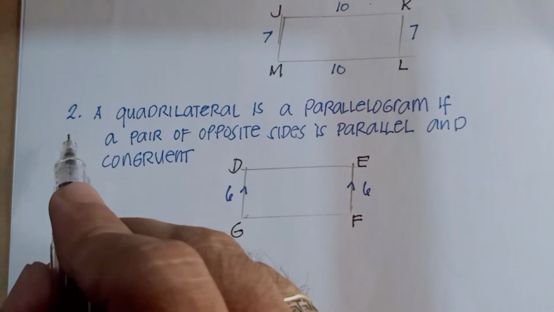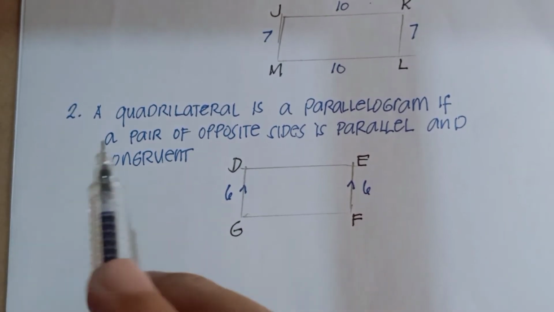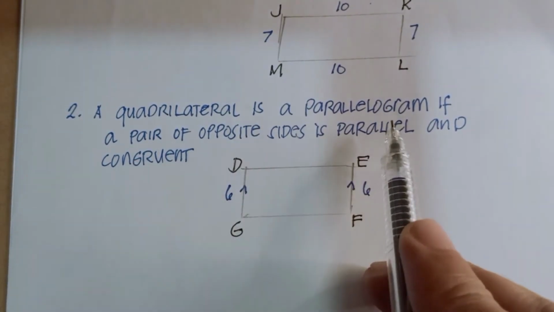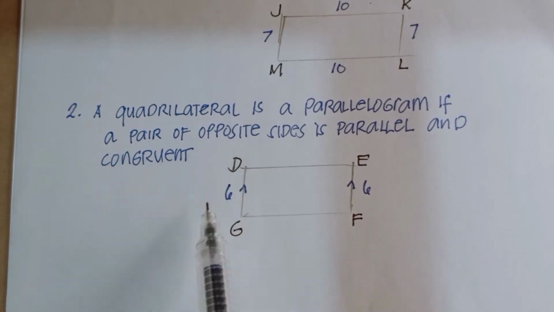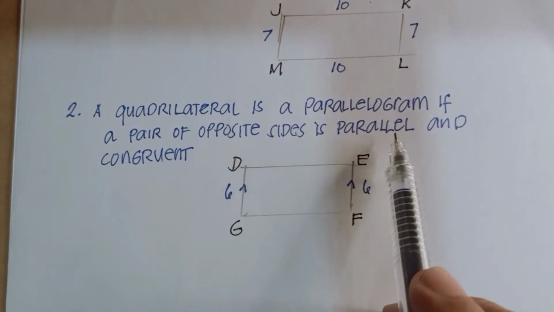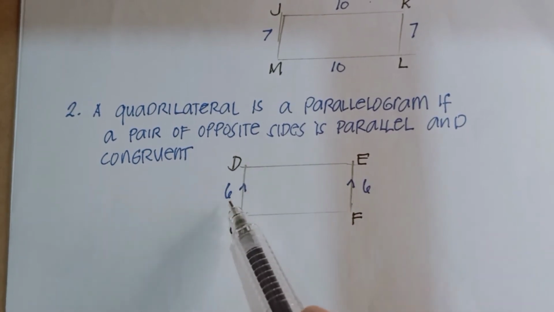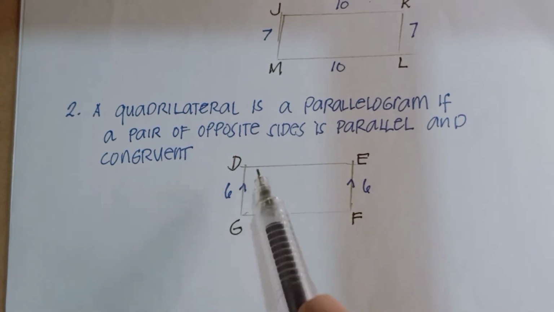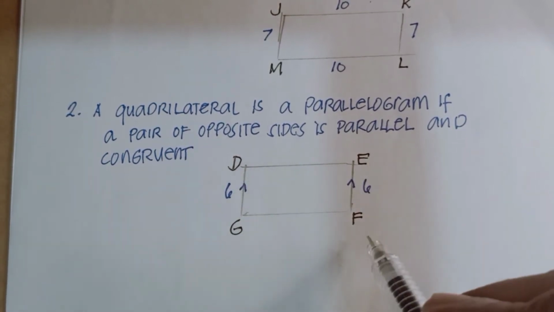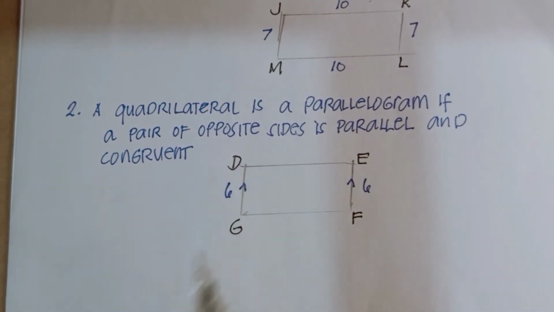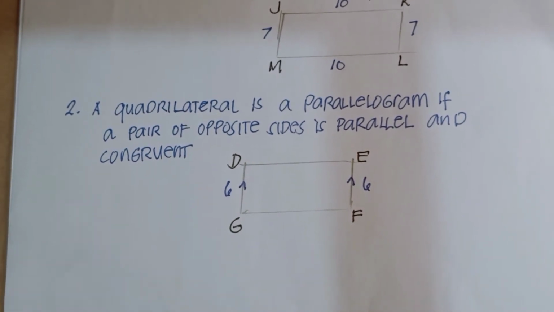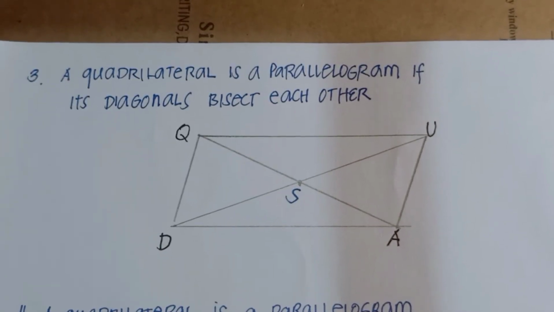So, base dito sa theorem na to, na number 2, ang quadrilateral daw ay isang parallelogram if a pair of opposite side is parallel and congruent. So, eto, DG is parallel to EF and they are congruent, they have the same measure. Therefore, quadrilateral DEFG is a parallelogram. Okay, so that is theorem number 2. Let's go to theorem number 3.